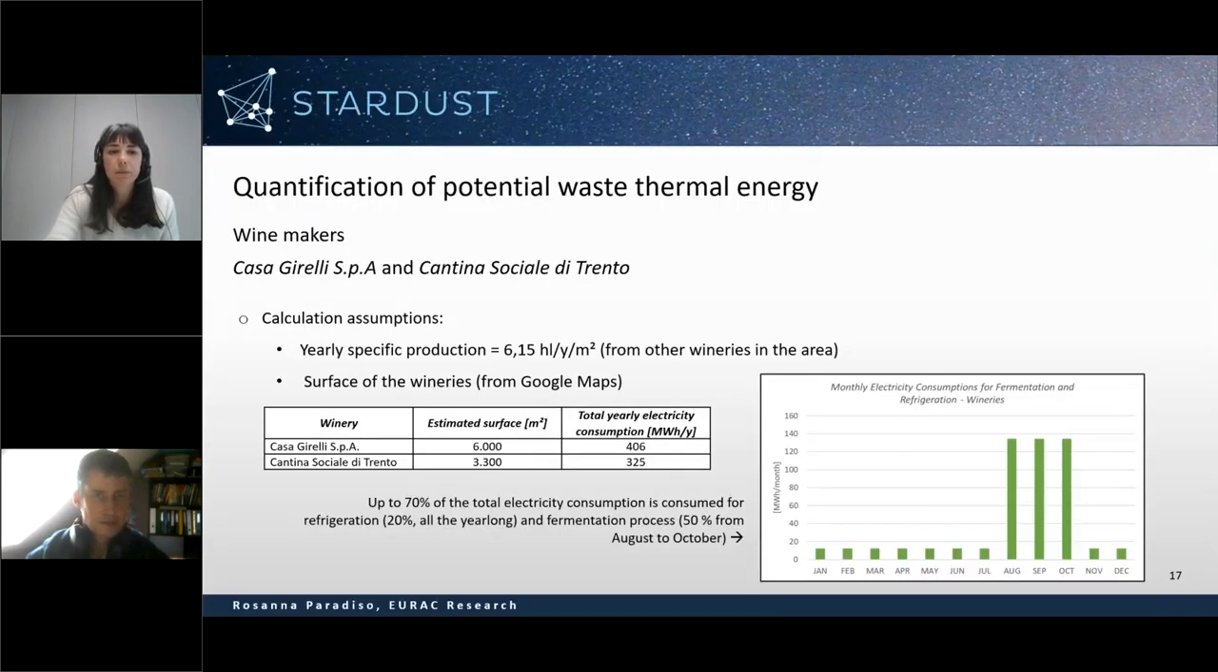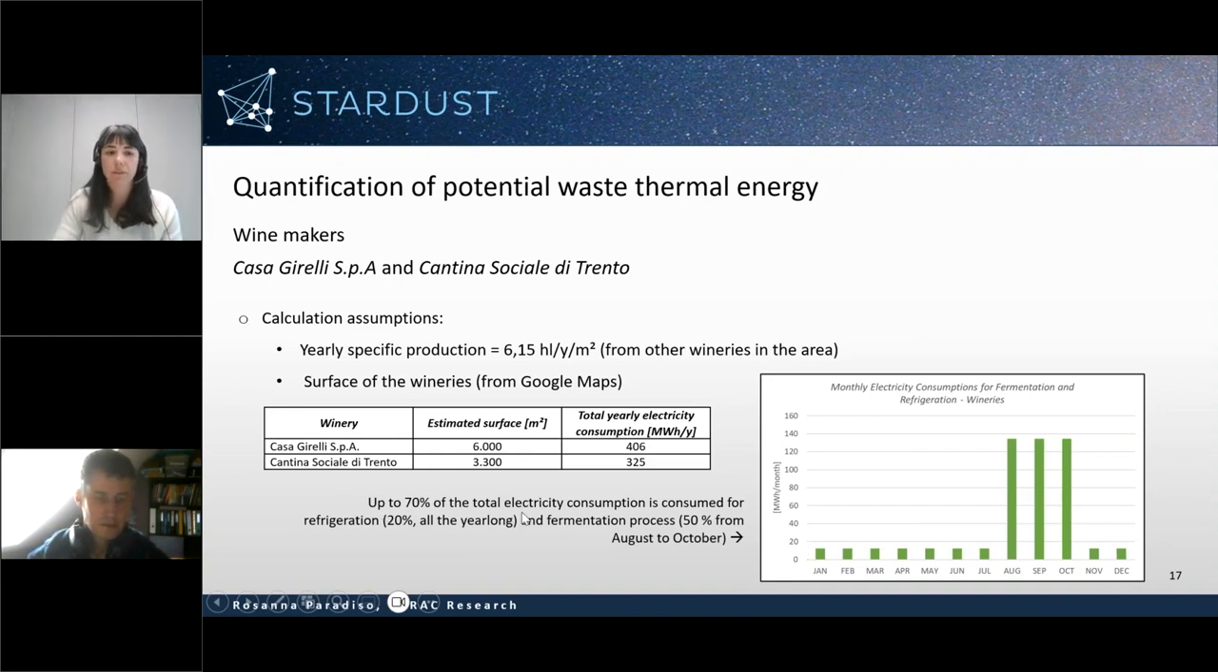So the potential waste thermal energy has been calculated considering a value for the specific production detected from other wineries in the area, and detecting the surface of the wineries from Google Maps. So we detected the total yearly electricity consumption of both the wineries, and we also made some hypotheses about the distribution of this consumption through the year.